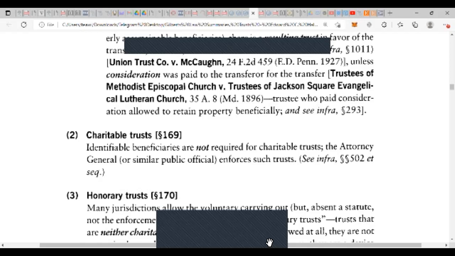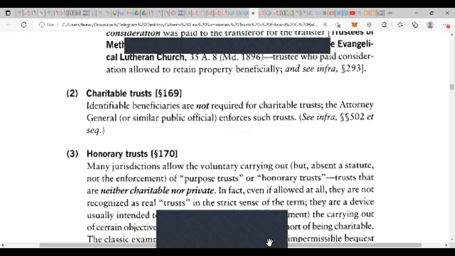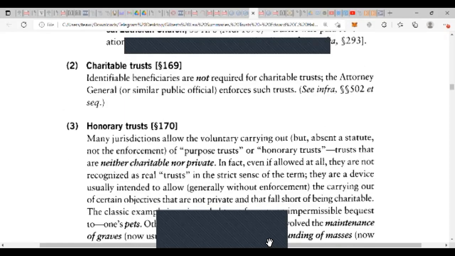Evangelical Lutheran Church, 1896. A trustee who paid consideration is allowed to retain property beneficially, and see infra section 293. Charitable trust, section 169. Identifiable beneficiaries are not required for a charitable trust, and the Attorney General or a similar public official enforces such trust. See infra section 502.